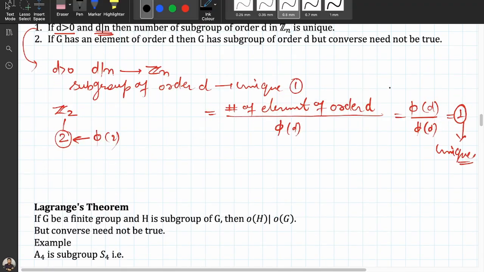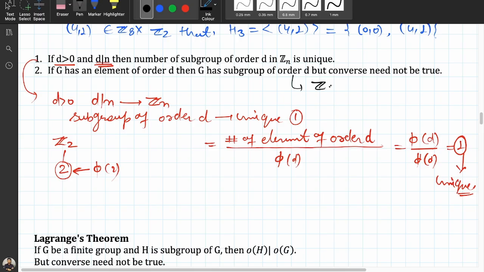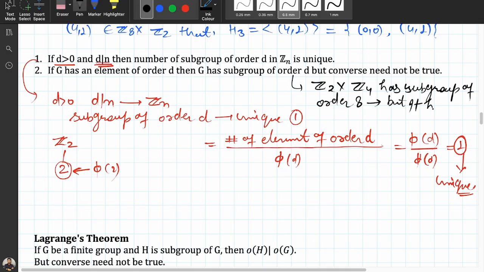Next. Okay, next come to here. One more example that we can also see, that is what if I take Z2 cross Z4. Z2 cross Z4 has a subgroup of order 8, itself, but it has no element of order 8, because if you take LCM, it does not have LCM 8 from anyone. It does not have an LCM 8, but it has a subgroup of order 8.